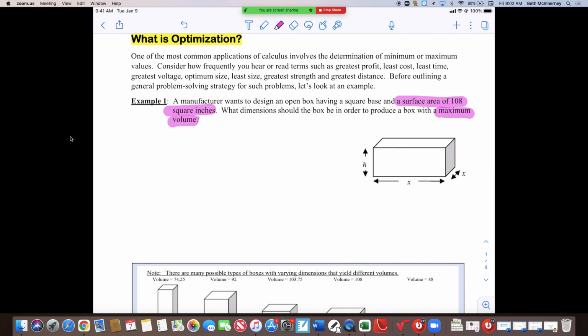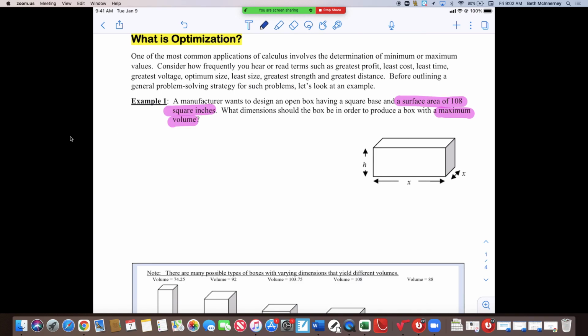So what's going to happen typically is we're going to need to use two equations. We're going to call them the primary equation and the secondary equation. The primary equation is the one connected to what you're trying to optimize. Let me repeat that. The primary equation is usually what you want to optimize, or maximize or minimize, okay?